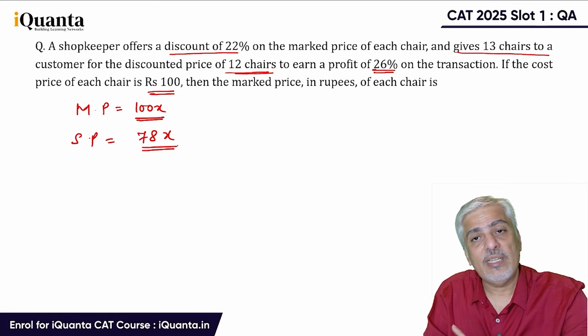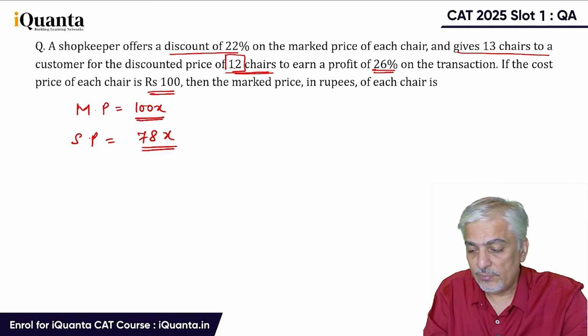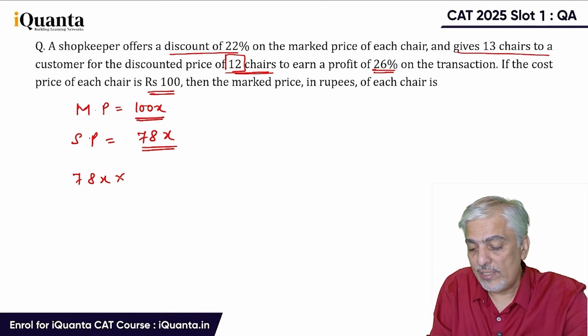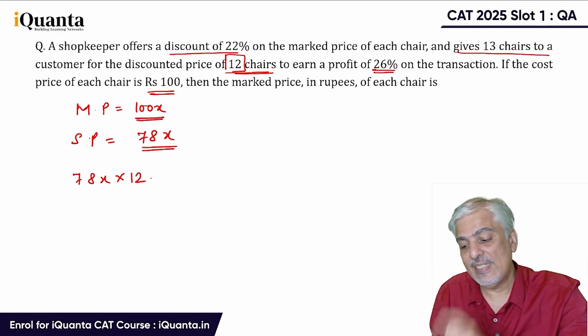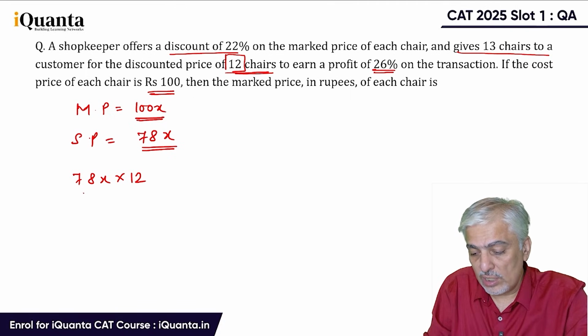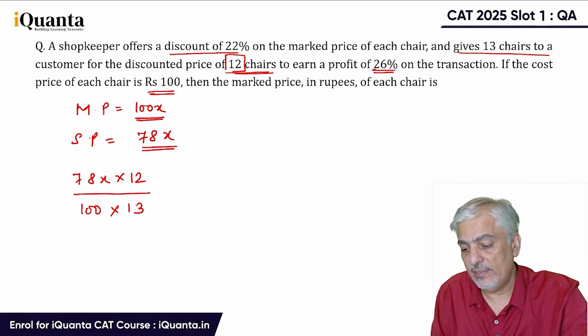Now, pay attention carefully. How much money does he get? Because the customer buys only 12 chairs from him. So what is his total selling price? It is 78x into 12. Don't do the calculation, leave it as it is. 78x into 12 is the selling price total. What is the cost price? 100 rupees was the price of one chair, but he's giving away 13 chairs. So his total cost price is 100 into 13.